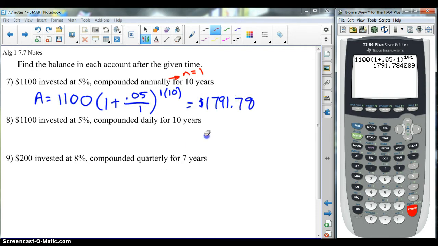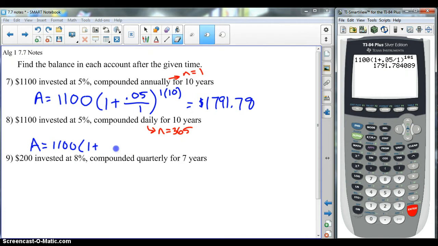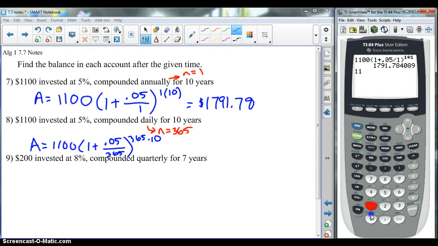Now let's take a look. The next problem actually is identical, save for one change. Daily tells us that n is 365. Now you might say, wait a minute, what about on a leap year? And you have a good point. It would have an incredibly small difference, but if you wanted to use 366, you could compare answers and you would see it would probably be exactly the same to the penny. All right, so now all that changes is instead of writing the n value of 1, we write an n value of 365.